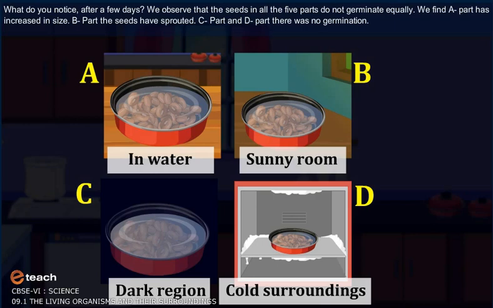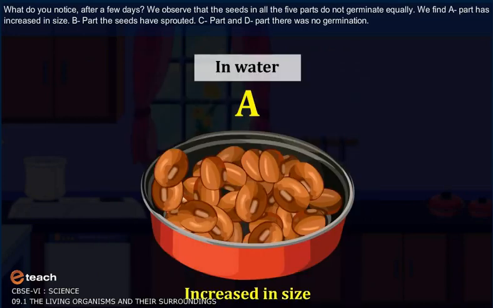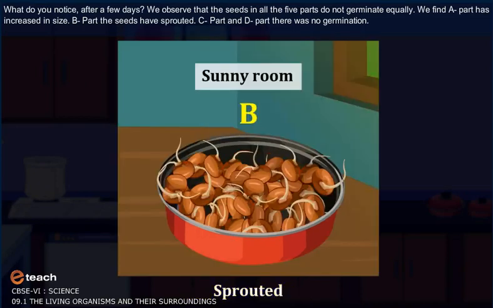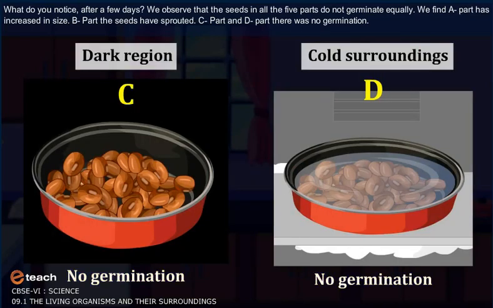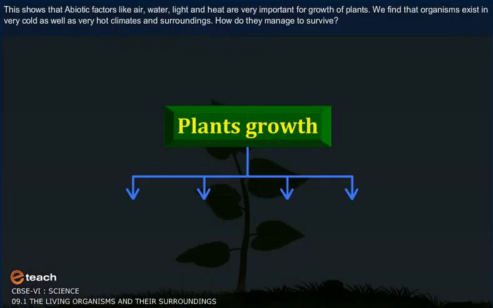We observe that the seeds in all the 5 parts do not germinate equally. We find A part has increased in size. B part, the seeds have sprouted. C part and D part, there was no germination. This shows that abiotic factors like air, water, light, and heat are very important for growth of the plants.